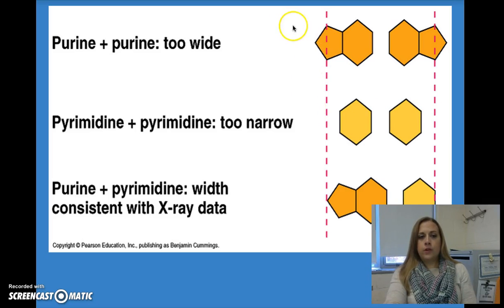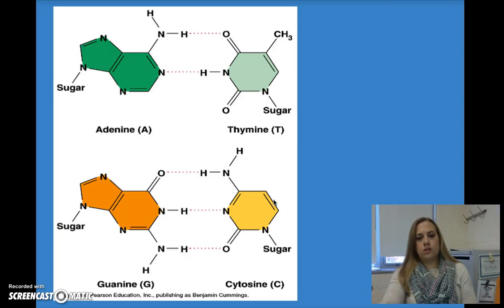Whereas if you were to have a purine with a purine, it ends up being too wide. So you can see here that the rings end up going out past where those sugar phosphate backbones are. And so it really makes sense to have a purine and a pyrimidine. The width is consistent with the X-ray data, and this will ensure that the DNA is the same width the entire way.